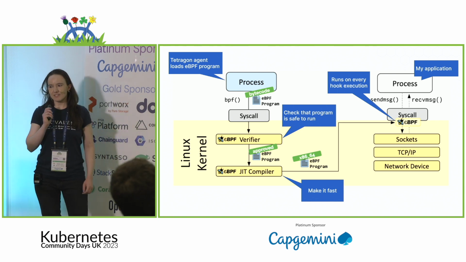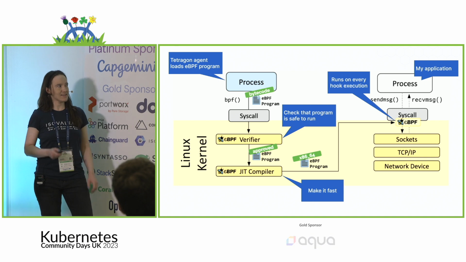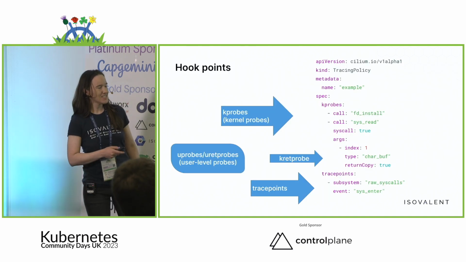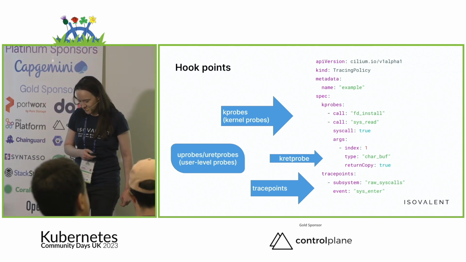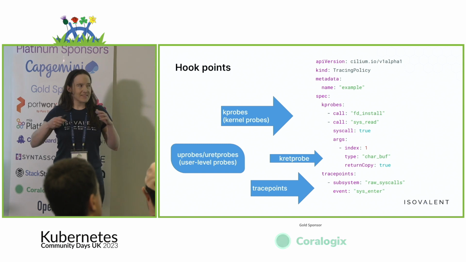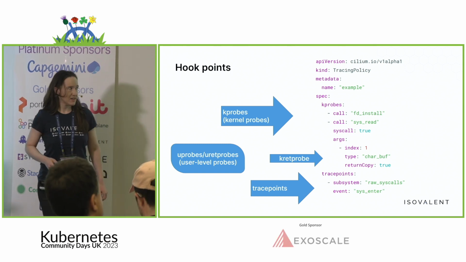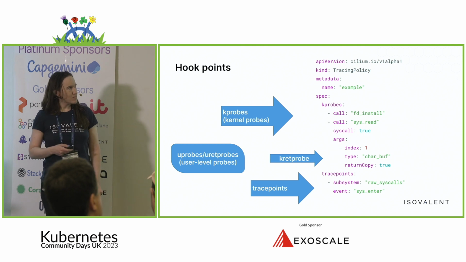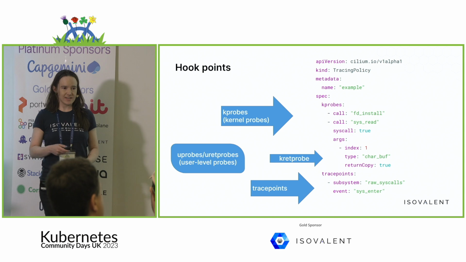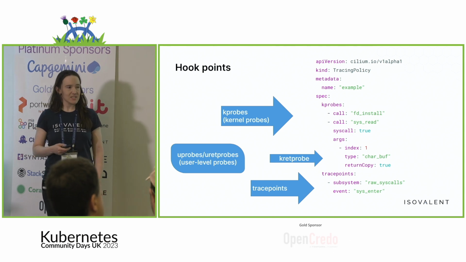So I mentioned these hook points in a kernel a few times. What are they exactly? Here's a sneak peek of Tetragon configuration. Tetragon is designed in a way to be very flexible. So it allows you to attach and monitor literally whatever in the Linux kernel. One of the most popular hook points are kprobes, so kernel probes. These are functions in the Linux kernel, simple functions. We can just attach to them.